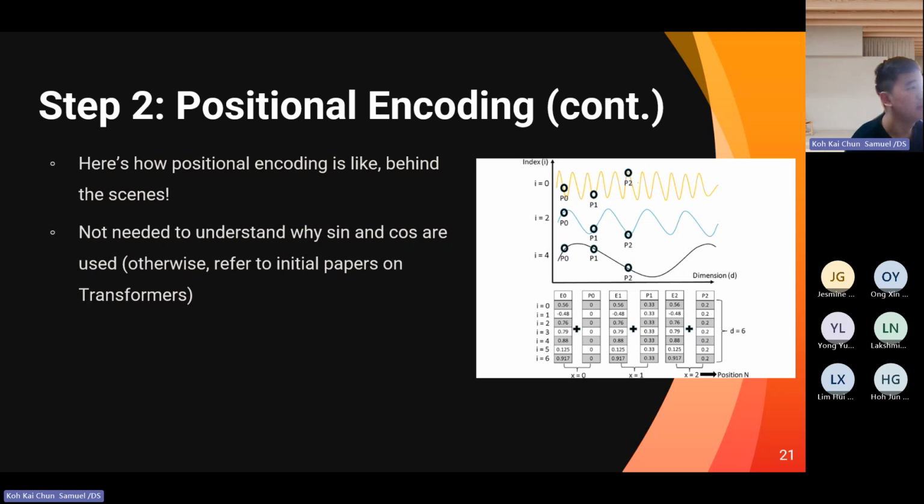So to continue, this is how it really looks like. You may first see that it's very fanciful notations of sine and cosine, but we don't have to cover what sine and cosine are. You could always refer to the paper to see more, or you could look at StatQuest. I could recommend StatQuest on transformers, if you're very interested.